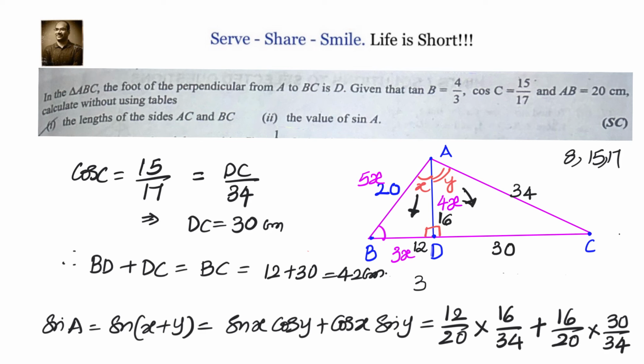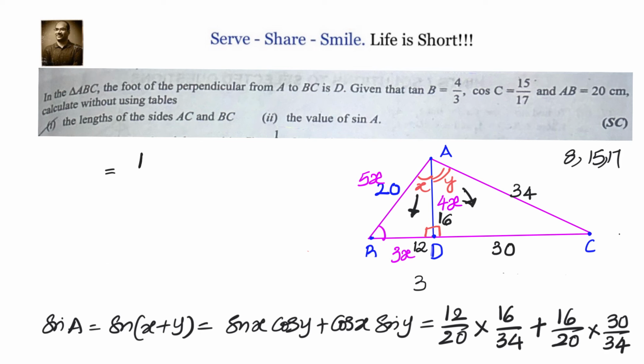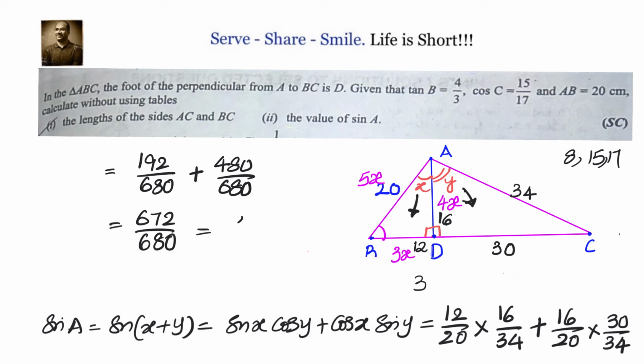We need to simplify this now, which is equal to 192 divided by 680 plus 480 divided by 680, which is equal to 672 by 680. I can simplify this by dividing by 8. It will become 84 by 85. So sin A, which is sine of x plus y, equals 84 by 85. AC equals 34 and BC equals 42 centimeters.